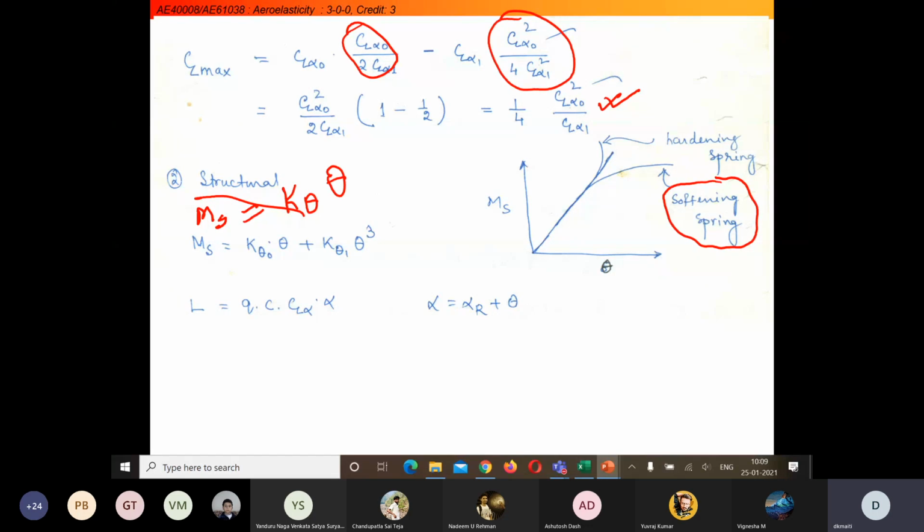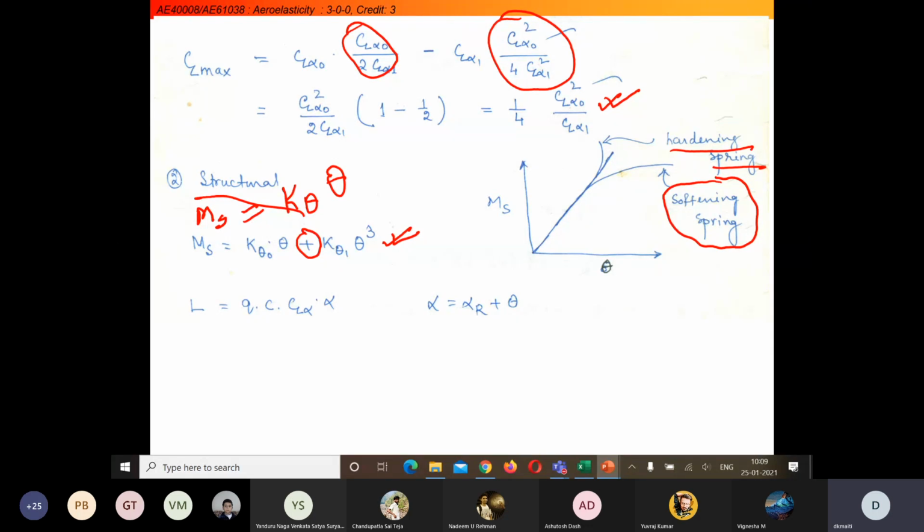But in structures, we can have both concepts: a softening spring or a hardening spring. For a softening spring I will take the minus sign, where we have taken plus. But usually the behavior of a structure with an increased value of alpha is some kind of hardening behavior. That's why I am considering the plus sign for the nonlinearity of the structural model.